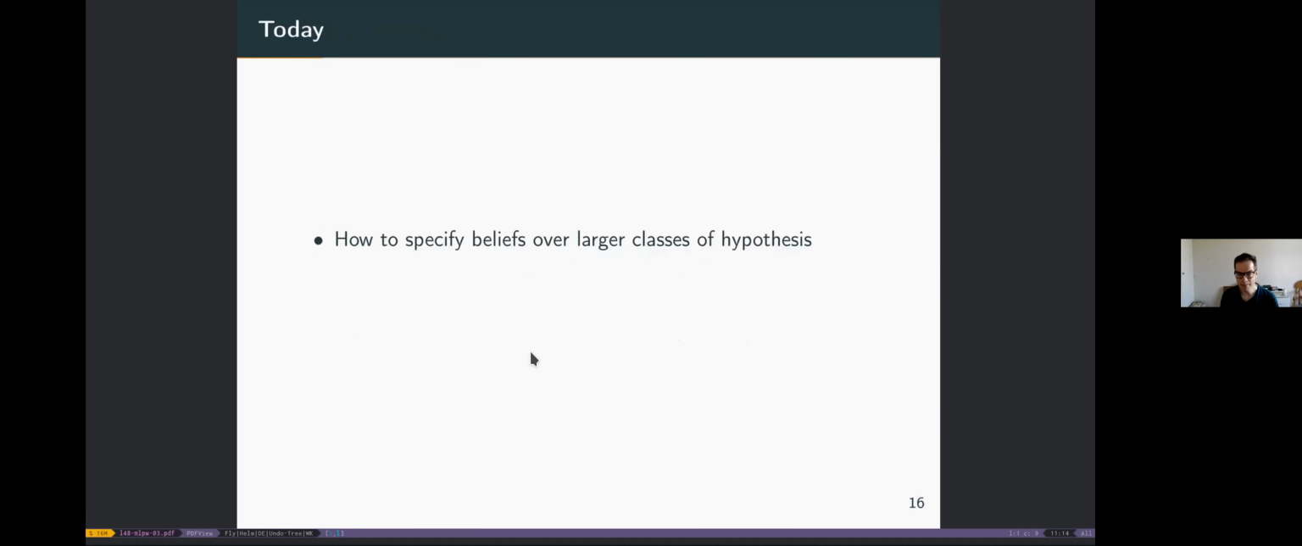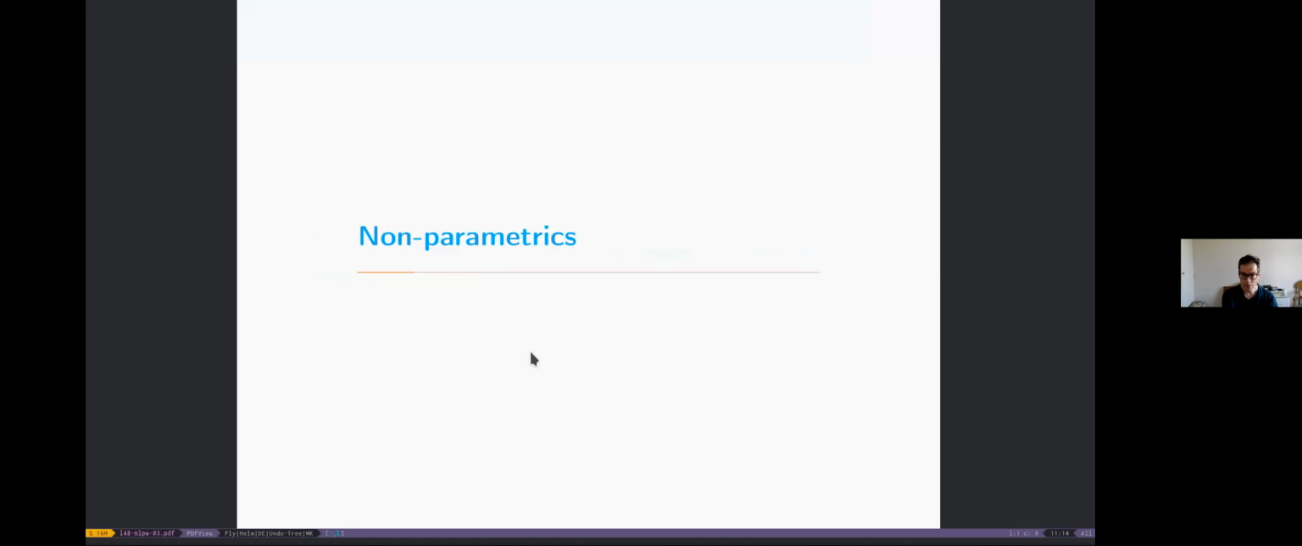So then today, we're going to talk about how I can specify beliefs over larger classes of hypotheses. The lines that we looked at last time weren't particularly exciting. To do that, we are going to take a completely different way of thinking about models. We're going to introduce something called non-parametrics. And this is going to lead to something called Gaussian processes, which is the thing that we're going to talk about mainly. So let's start with non-parametrics.